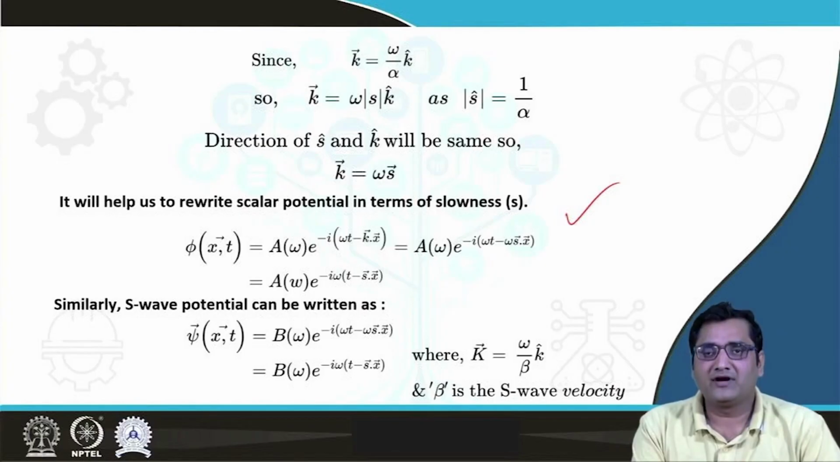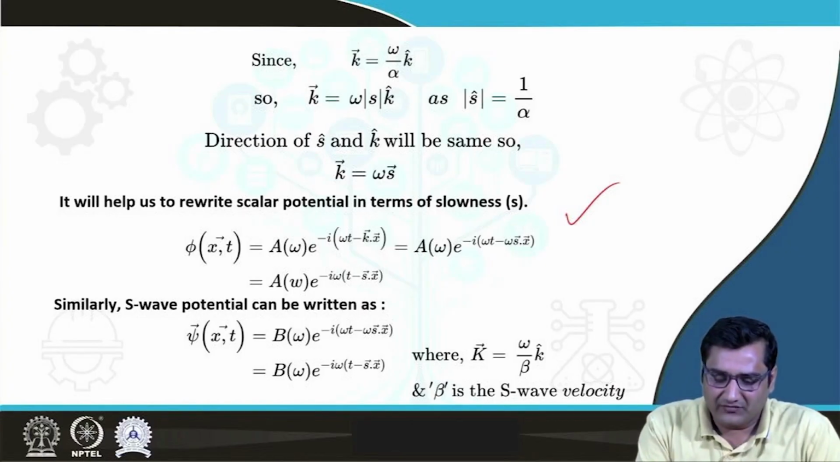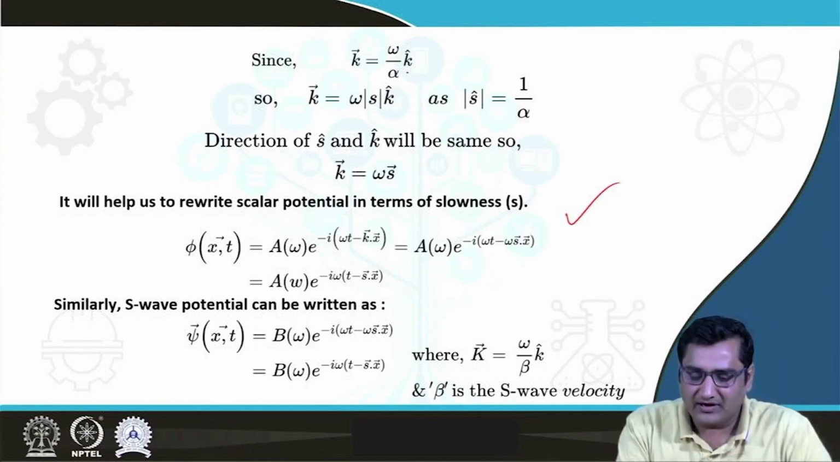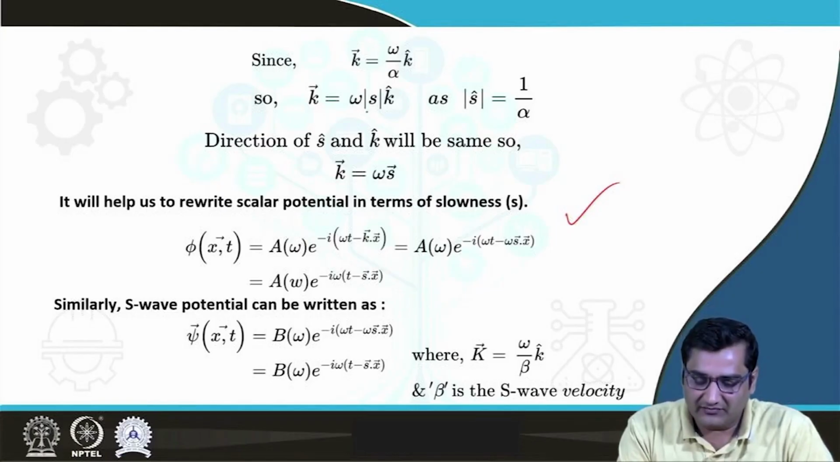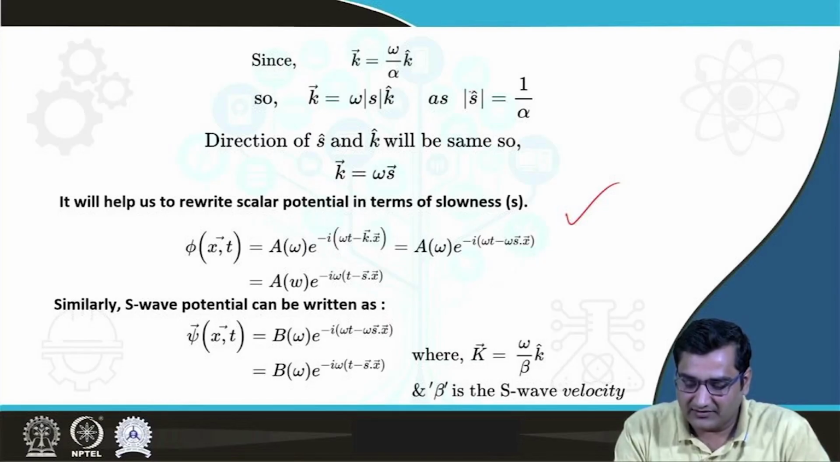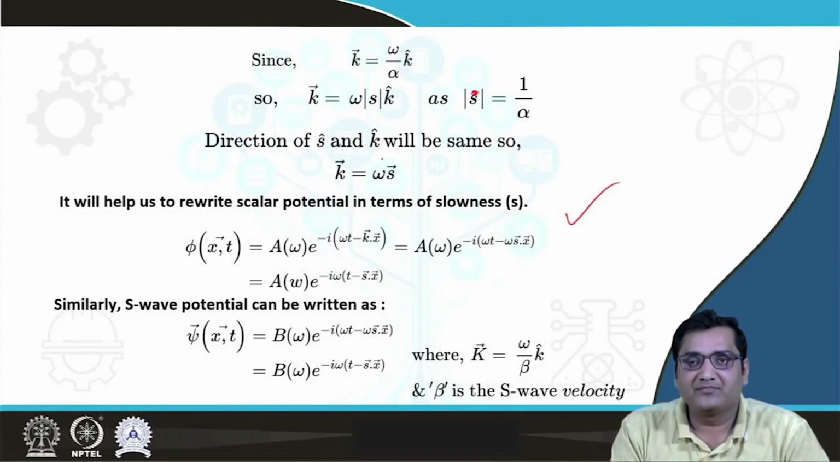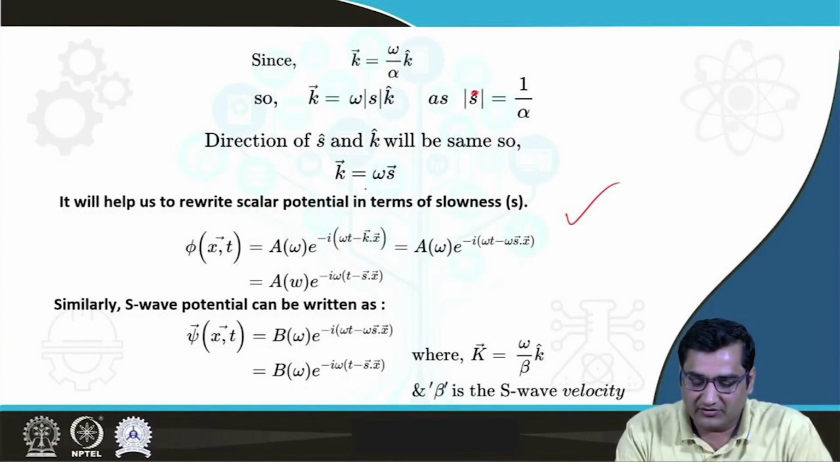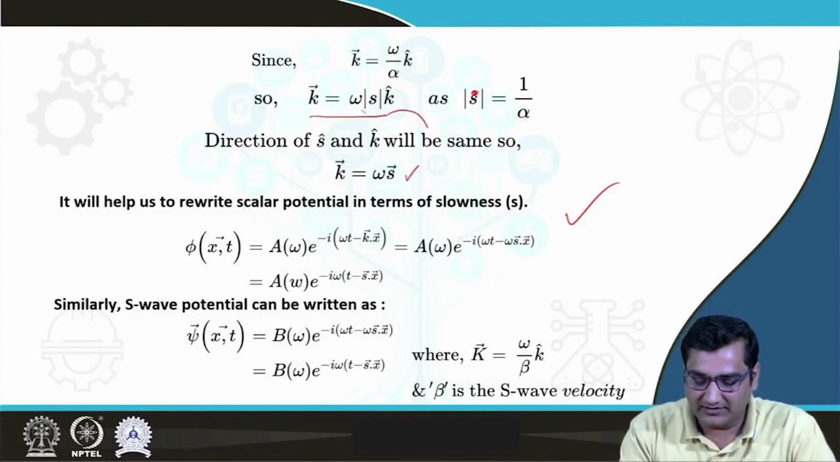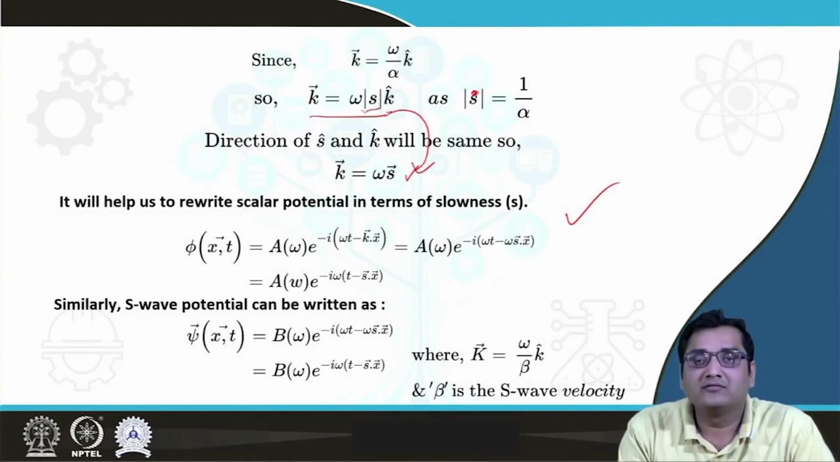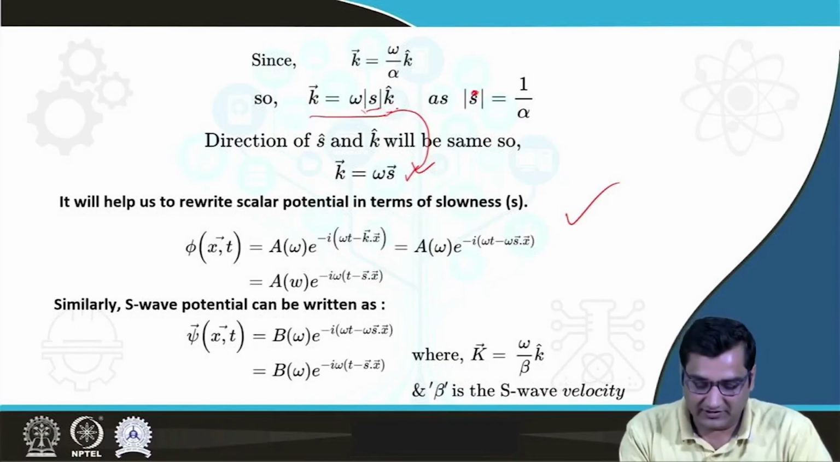Now we want to define the wave number vector in terms of the slowness vector. We can write k vector is equal to omega by alpha k cap. Here 1 by alpha is the modulus of the slowness vector, so we can replace that with the modulus of s. So k vector will be equal to omega times the modulus of s times k cap, where the modulus of s is equal to 1 by alpha. The direction of s cap and k cap will be the same, so k vector will be equal to omega s vector, because the modulus of s into k cap will be your s vector, as k cap has the same direction as s cap. So it will basically help us to rewrite the potential in terms of the slowness vector.